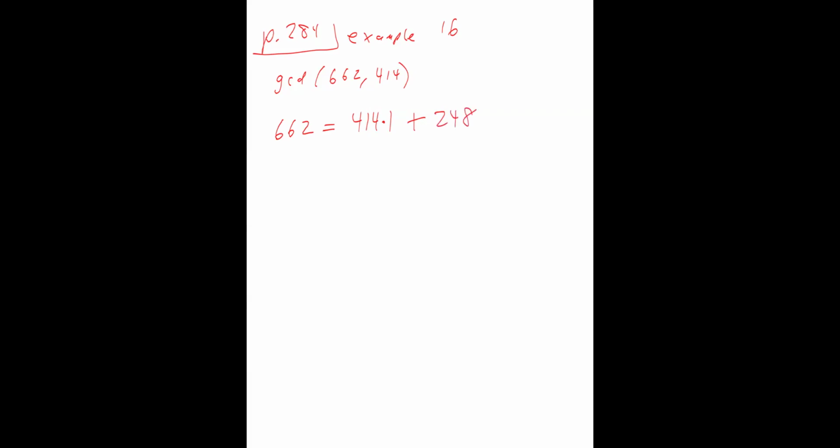248. Yep. So that means that the GCD of 662, 414 is the same as, let's shift the smaller one to become the bigger one. And let's replace the 414 with 248, because that's the remainder. So the GCD of 662, 414 can reduce down to the GCD of 414 and 248. That's because the remainder is 248, after you divide 414 into 662, which goes in once.